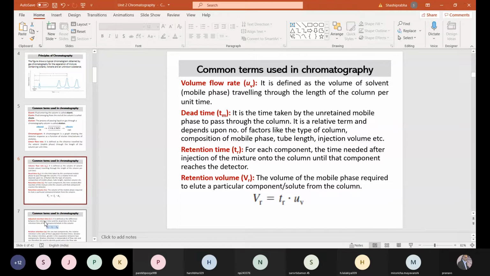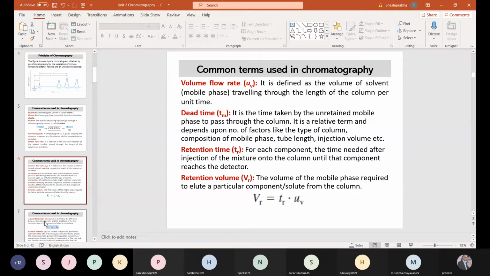तो एक कितना वॉल्यूम ट्रैवल करता है थ्रू द लेंथ ऑफ द कॉलम इन यूनिट टाइम ऑफ द मूविंग फेज. एक होता है समय और कितना वॉल्यूम. ये दोनों चीज, कितना डिस्टेंस ट्रेवल करता है कितने टाइम में, या कितना वॉल्यूम निकलता है एक डेफिनेट टाइम में. सो फ्लो रेट इज डिवाइडेड इनटू टू, linear flow rate and volume flow rate. Volume of solvent that travels through the length of the column per unit time.